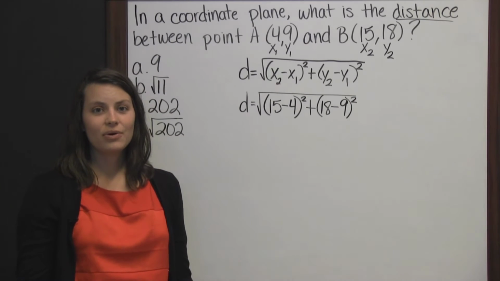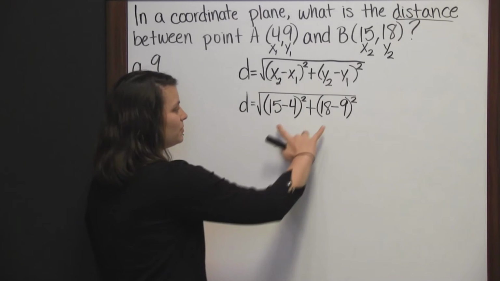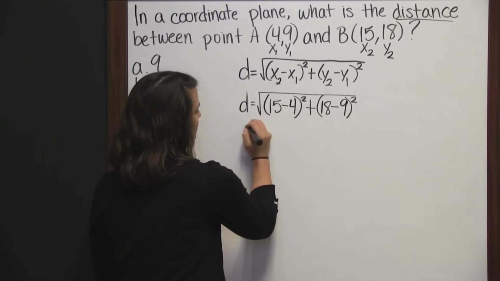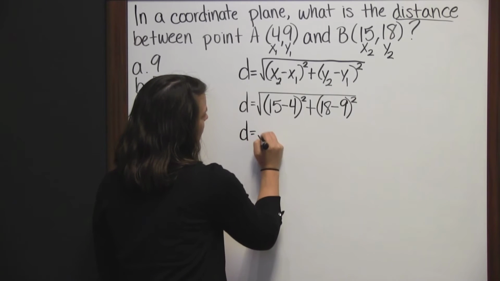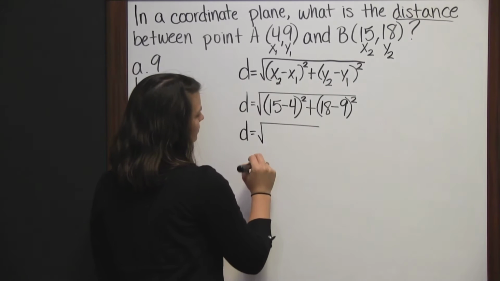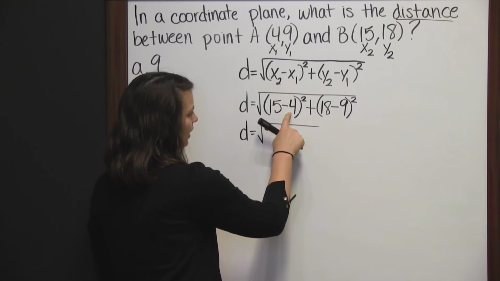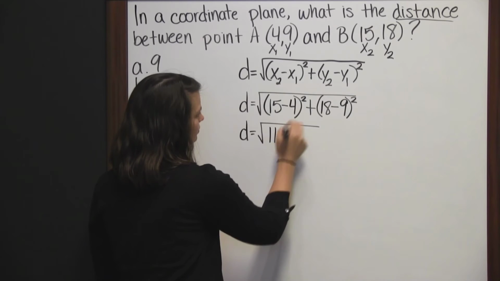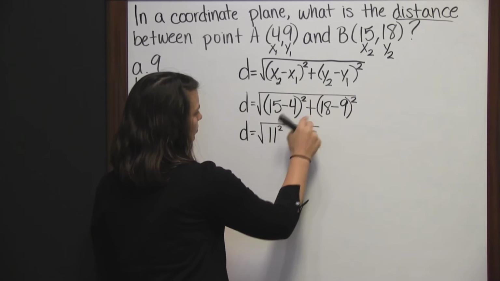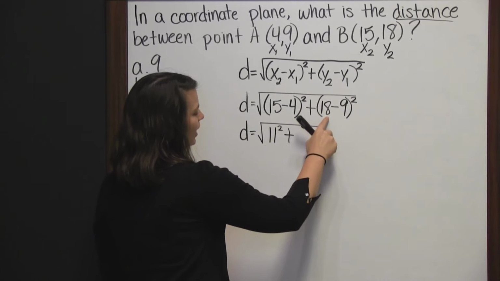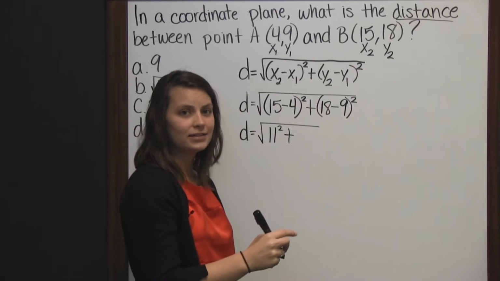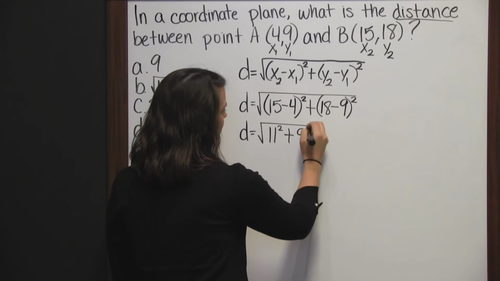And now we need to follow our order of operations, which means grouping symbols first. So distance equals the square root of 15 minus 4 is 11 squared plus 18 minus 9 is 9 squared.